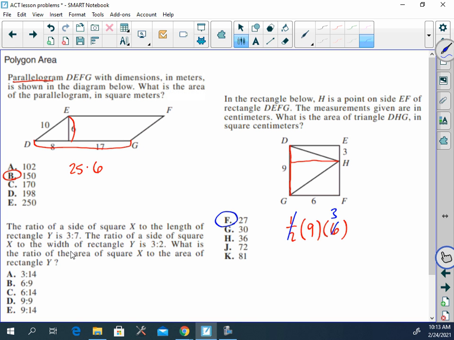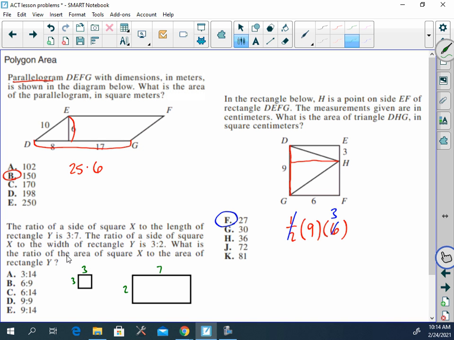Okay, then the bottom one. The ratio of a side of a square x to the length of rectangle y is 3 to 7. I am going to draw this out. So we've got a square and a rectangle. It doesn't have to be drawn perfectly. Okay, and it says the ratio of a side of square x to the length of rectangle y is 3 to 7. The ratio of a side of square x to the width of the rectangle is 3 to 2. So the 3's match, which makes sense. We could keep the same one there, but this is a square, so if one side's 3, the other's 3.